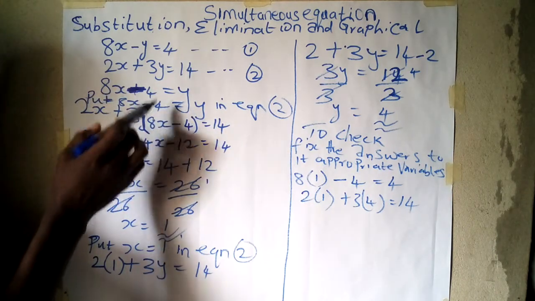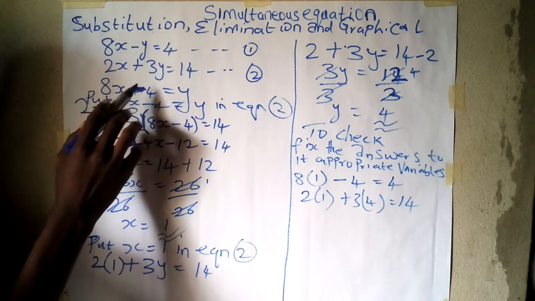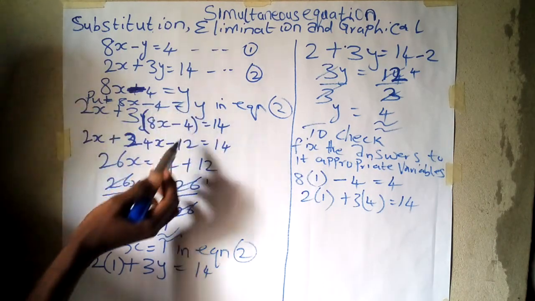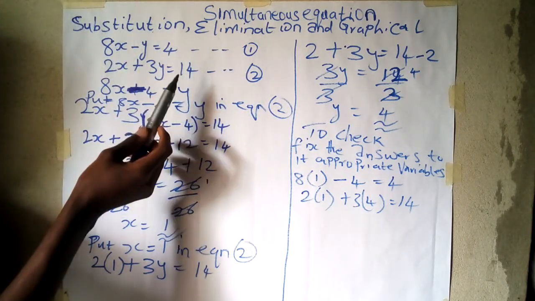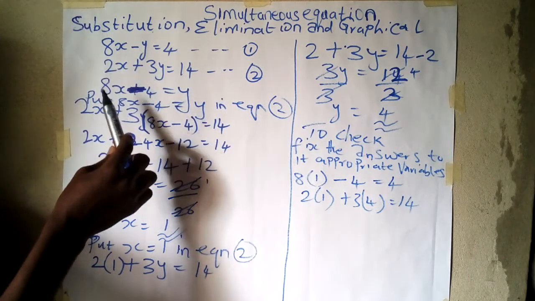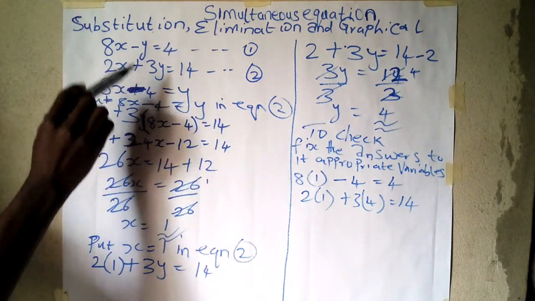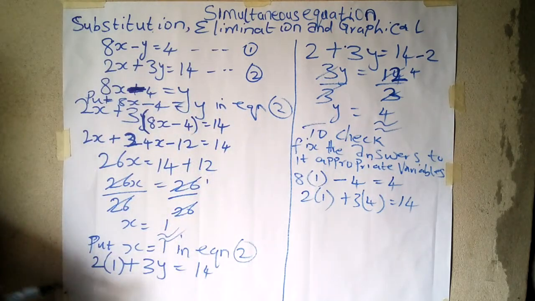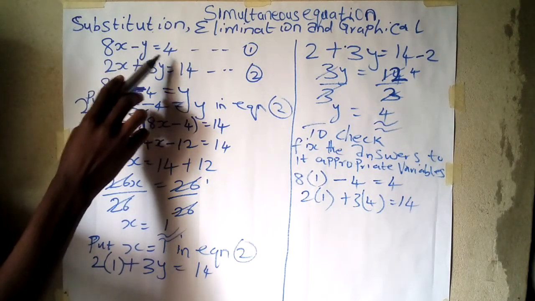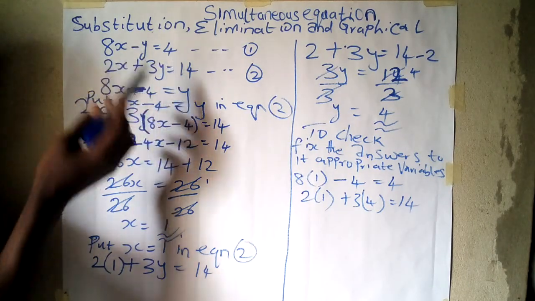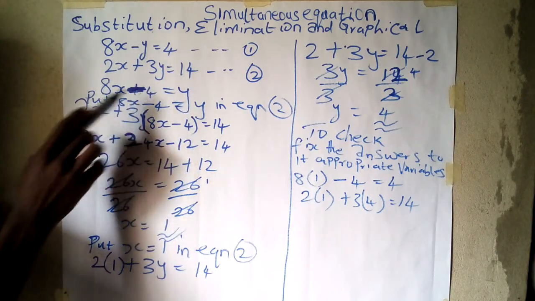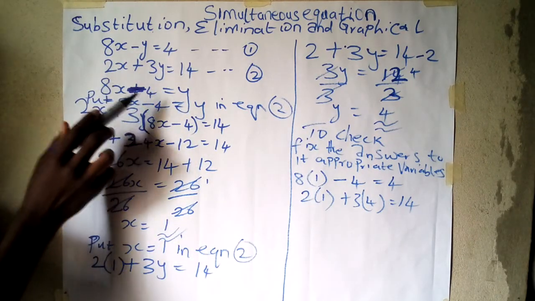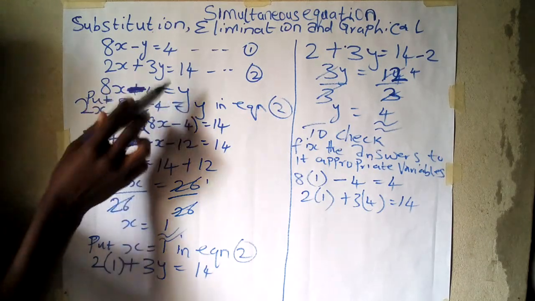And we now say 8x minus 4 is equal to y. How? When a positive number crosses the equality sign, it becomes negative. And when a negative number crosses the equality sign, it becomes positive. So in this case, 4 is a positive number and it crosses the equality sign, it becomes negative. So now we have 8x minus 4 is equal to y.